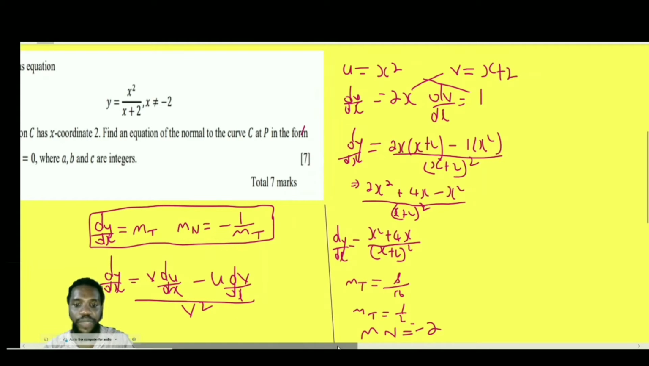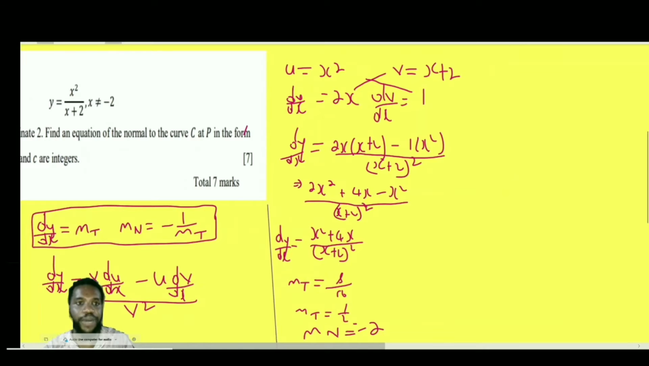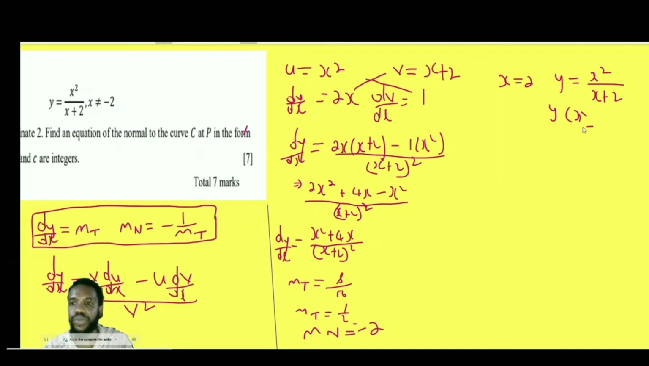Now it says find the point P. Okay, how am I going to work that out? To find the equation of a straight line, we need a gradient and a point that it passes through. We have a gradient already, which is minus 2. What about the point? We know that x is equal to 2, and we know that y is equal to x squared over x plus 2. So to get the corresponding y coordinate, I'm going to have to plug the 2 into the y function, which is going to give me 2 squared over 2 plus 2. 2 squared is 4, 2 plus 2 is 4, so I'm going to get 1. So we have the coordinate 2, 1, and we're good to go.